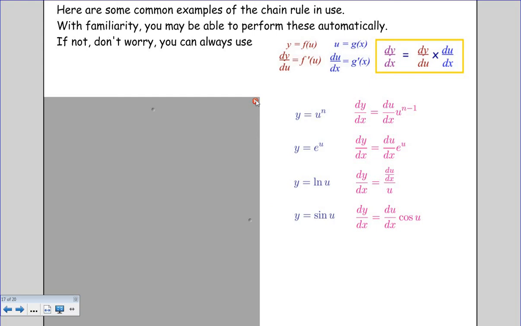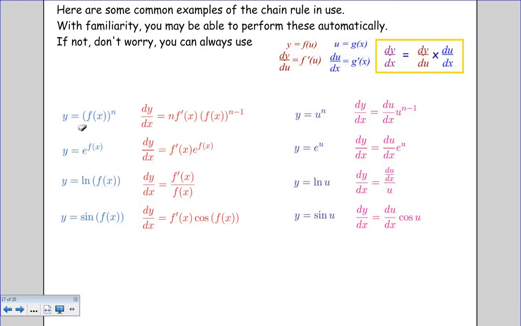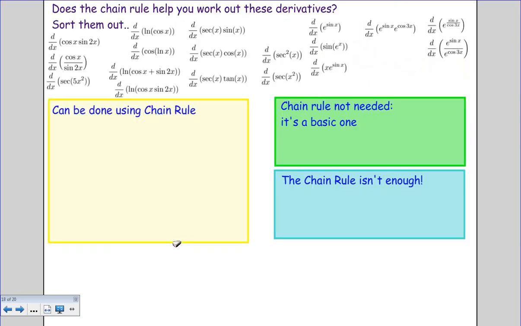Okay, you might see these in this format where we have y is a function of x to a power, or e to a power of a function of x, and so on. It's just a different format. Here's a final challenge. So you need to be able to tell when you can use the chain rule, and when you can't. So have a go and see if you can split these up into ones that you could use the chain rule for, and ones where you can't, and ones where you just have something basic.